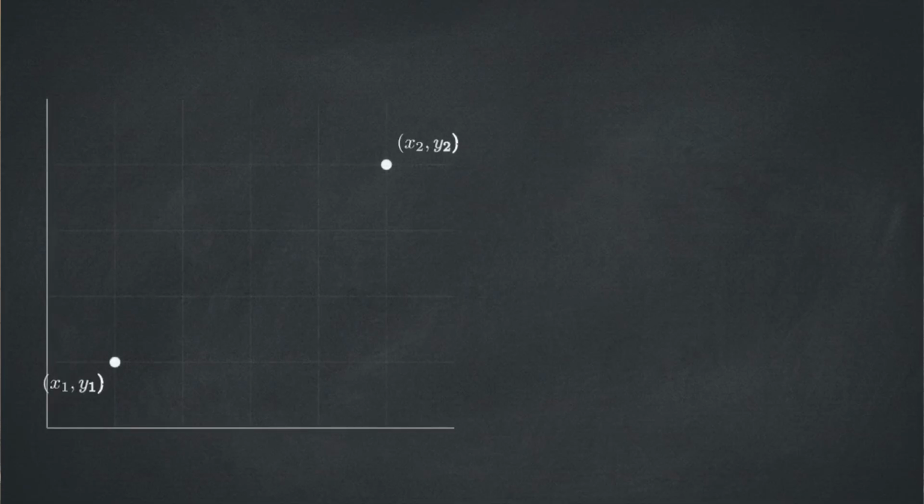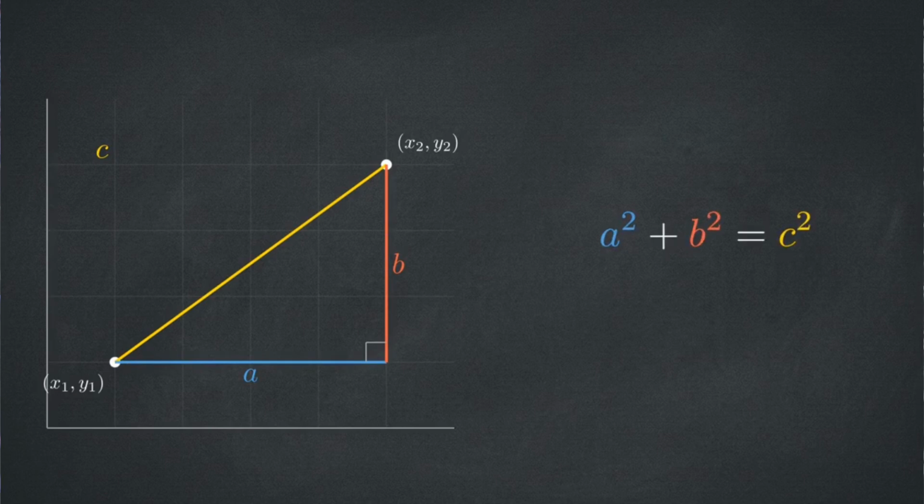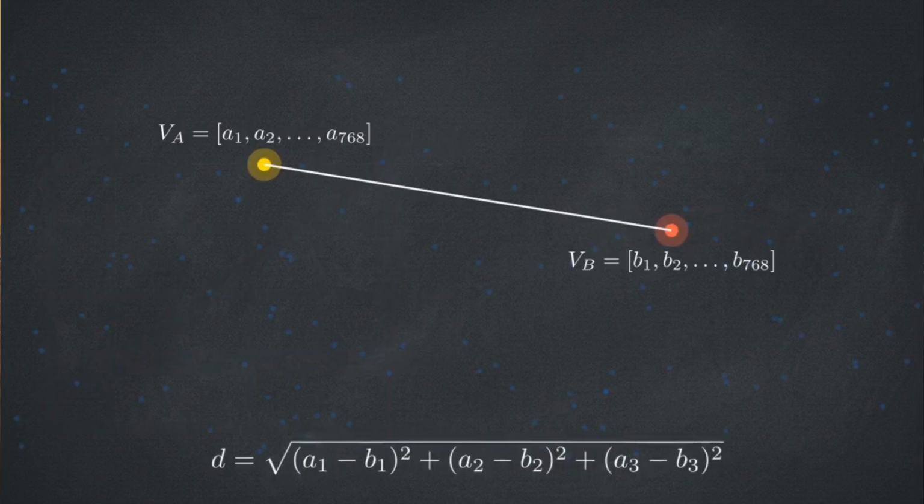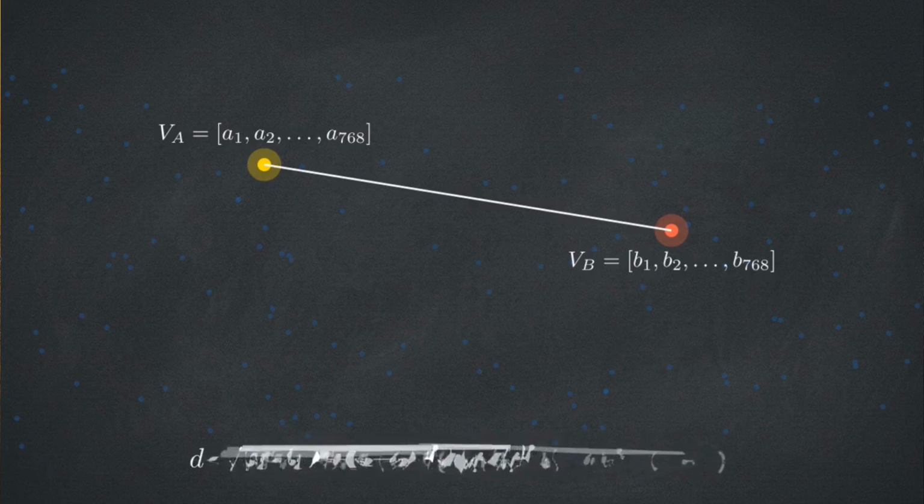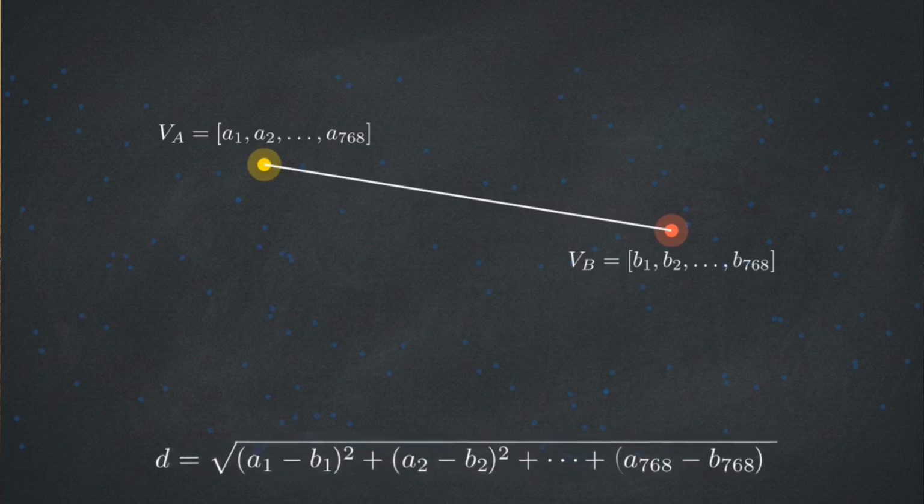From two isolated dots in an empty void to the legs of a right triangle, through the Pythagorean theorem, and out into infinite dimensions, Euclidean distance provides the digital world with a reliable, timeless mechanism for finding the shortest path between any two ideas.